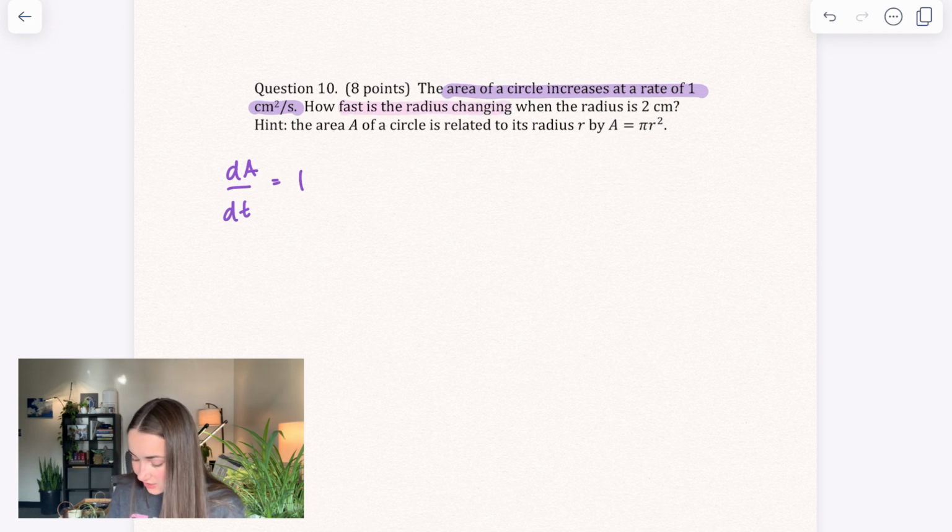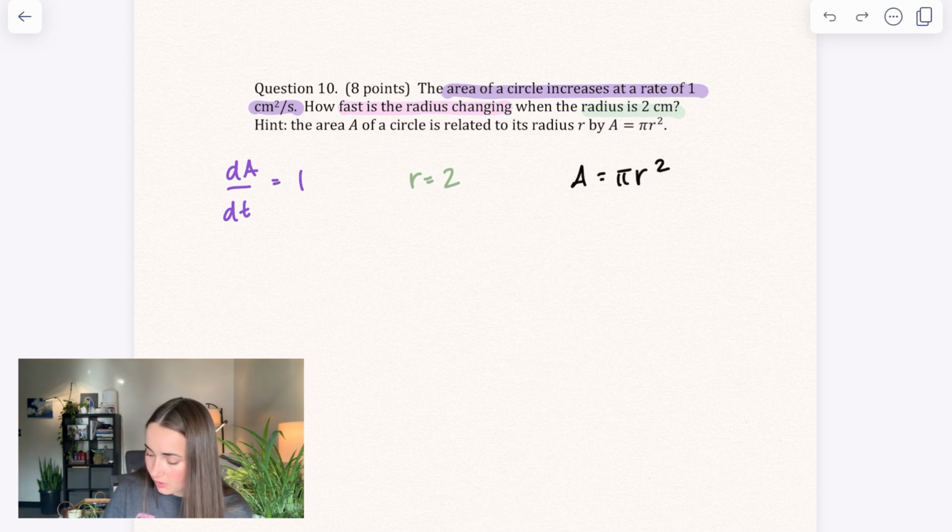Then we have how fast is the radius changing. So we're finding dr/dt when the radius is 2 centimeters. So here we have that the radius is equal to 2. And also, they give us a nice little formula. How kind. And they give us that area is equal to pi r squared. So we're already working with one variable, so we don't have to do any substitutions.